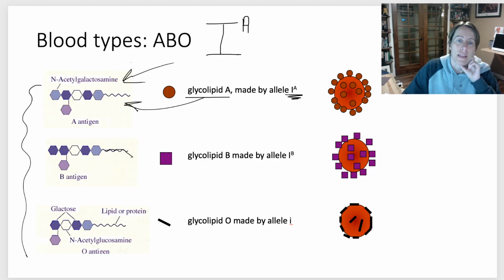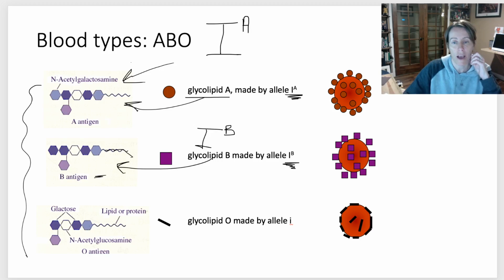All right. Then there's another version of this gene, and it looks like this. We call it IB, capital IB, and this is another version of the same gene, but instead this gene makes the glycolipid look like this. So glycolipid B, which is this one, is made by this version of the I gene, capital IB. And then this version of the glycolipid at the bottom is made by a version of the gene that is little I.